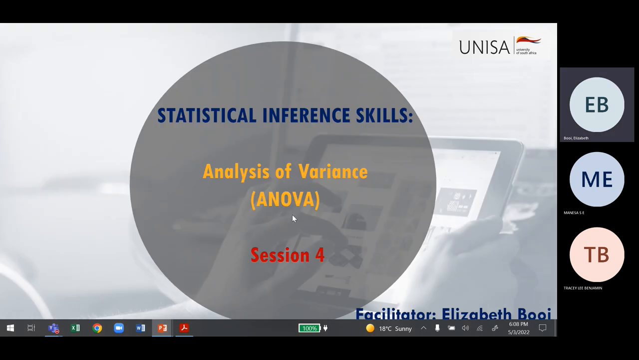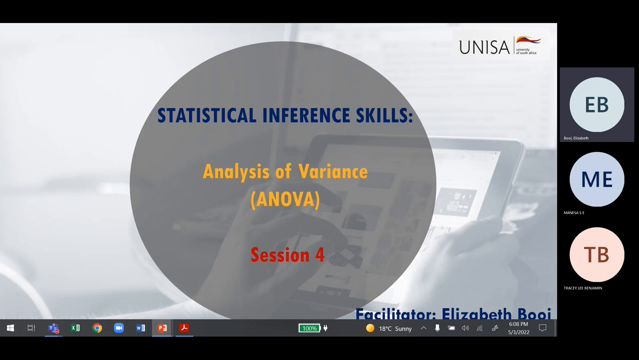So today we're going to discuss ANOVA, how to calculate the analysis of variance and how to complete the table, because with ANOVA, sometimes when you answer questions, you will be required to complete the table in order to be able to answer the questions that they are asking you to do.